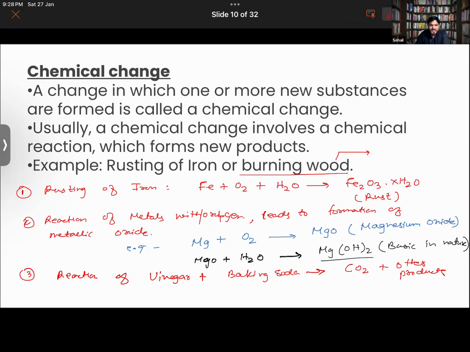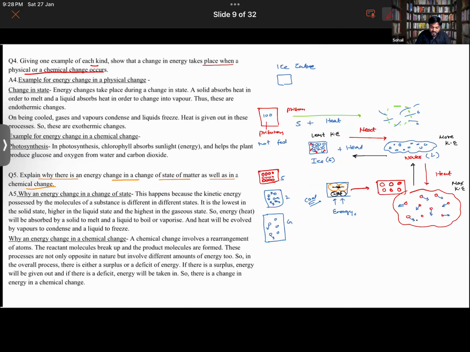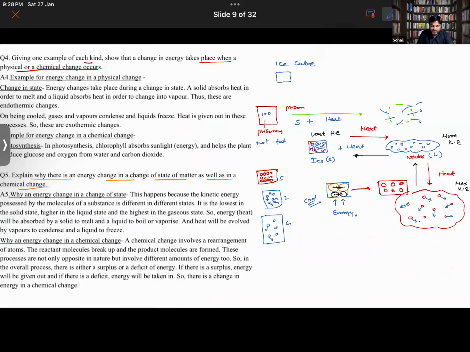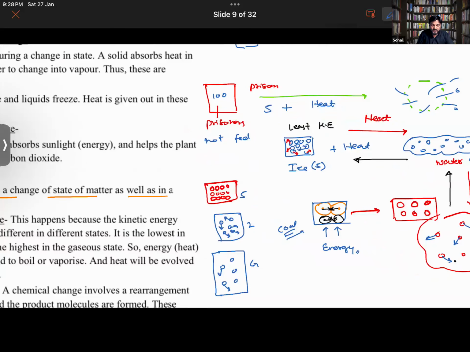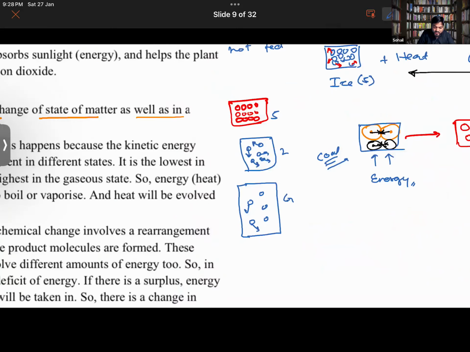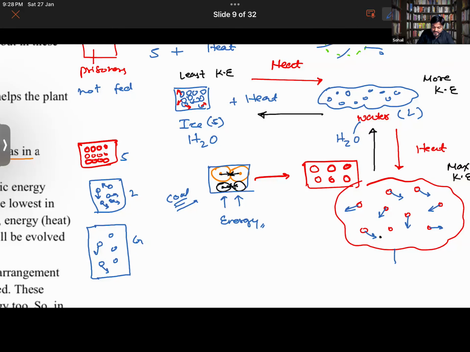So that was the physical change. In physical changes, there is one important thing you can observe: although the state is changing, is the composition changing? No, sir. When you look at the molecular composition, it is still H2O. Here also it is H2O, and here also it is H2O. Right?